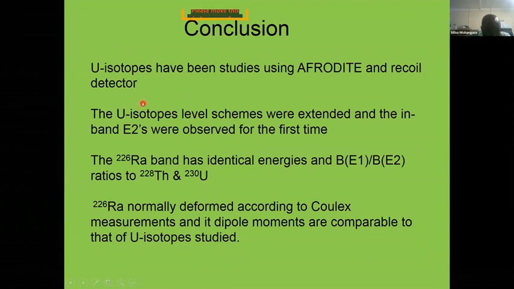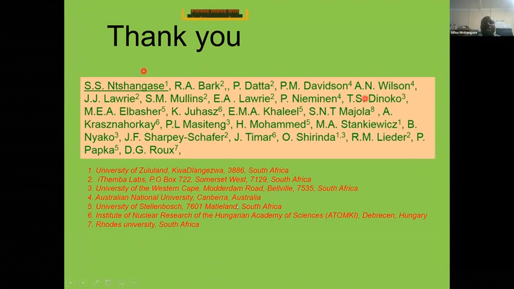So we can also conclude that we have studied the uranium isotopes using the recoil detector. The uranium level scheme, of course, has been extended, and we have compared the radium-226 bands, and they are identical to the branching ratios of uranium-232 and 230. And since they are identical, one can conclude that the uranium-230 isotopes that we have studied are actually not tetrahedral, but are just normal octupole. I thank you, and these are my collaborators, most of them from iThemba and the other universities.